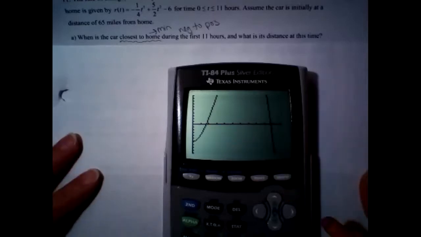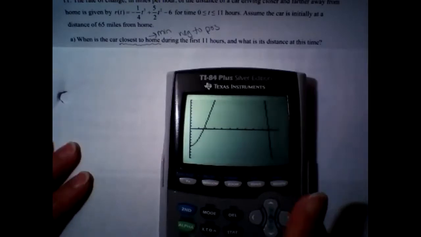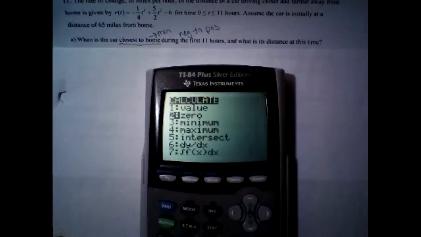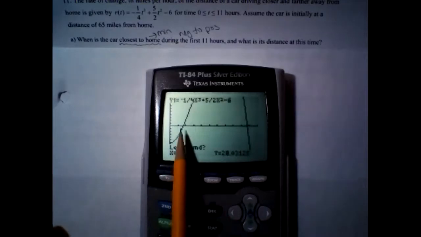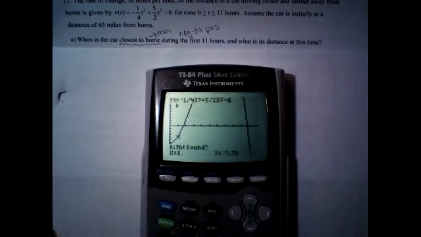Again, this is heavy on the calculator usage. If you can't use the calculator, you're not going to be able to get through these problems. Make sure you're practicing with me. So we're going to do second trace and choose choice 2. Now it looks like this is really close to 2. So I'm going to make my left bound be 1 enter, my right bound be 3 enter, and then my guess is 2 enter. And it will come up 1.700. You know what? I'll round that one up. 1.701 hours.